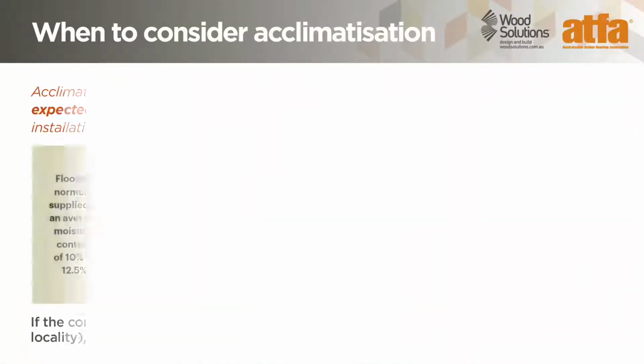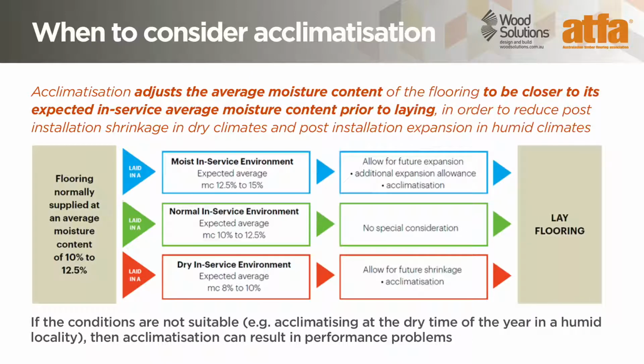Acclimatisation is the process of adjusting the average moisture content of the flooring to be closer to its expected in-service average moisture content prior to laying, to reduce post-installation shrinkage in dry climates and post-installation expansion in humid climates. This diagram can be found in many publications and manufacturers' information and provides guidance on when to and when not to consider acclimatisation. Most floors do not need to be acclimatised, as indicated by the normal in-service environment line in the table.